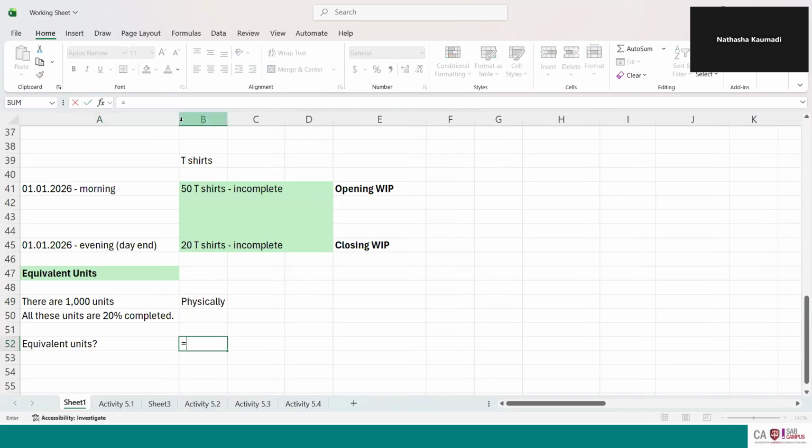You take 1,000, whatever physically available, multiply this by the completion rate 20%. That means 0.2. So how many equivalent units are there? Mathematically, how many units can you fully complete? You could have fully completed 200 units by taking all these materials, labor, overhead you have used to complete 20% for 1,000 units.